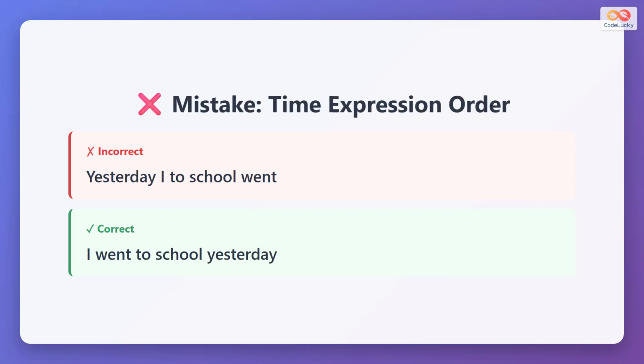The fifth mistake involves the placement of time expressions in sentences. Students often say yesterday I to school went, which is completely wrong. The correct sentence is I went to school yesterday. Time expressions usually come at the beginning or end of the sentence, not in the middle. Place them after you have completed your main subject verb object statement.